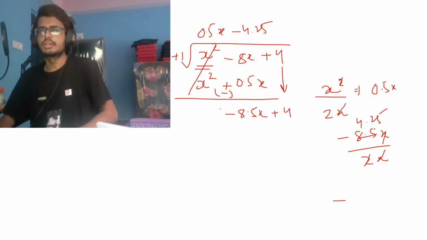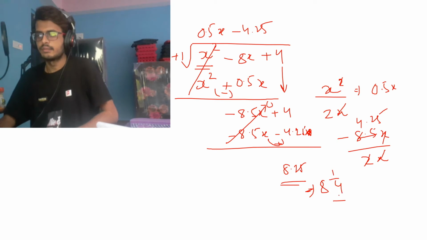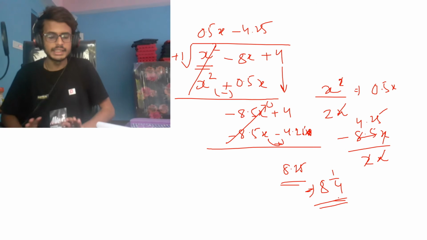So negative 4.25 into 2x is minus 8.5x. The rest you don't need to care about, minus 4.25, minus 4.25 only. So this will be 0 again, and this will be plus. So you add this, 8.25. So your remainder is 8.25, or you can write it as 8 1 by 4. So this is the method to carry out this kind of division. It's very simple. I think you got it, right?